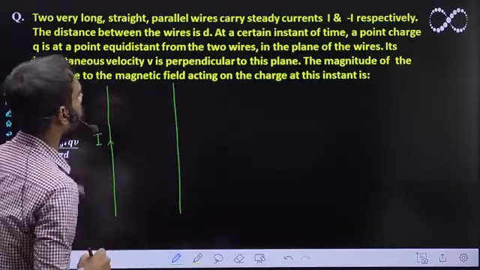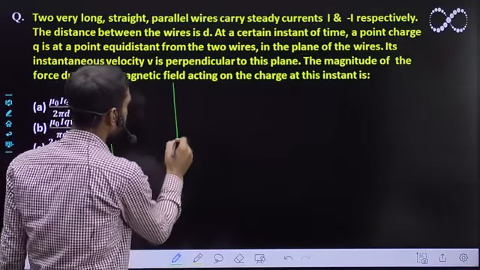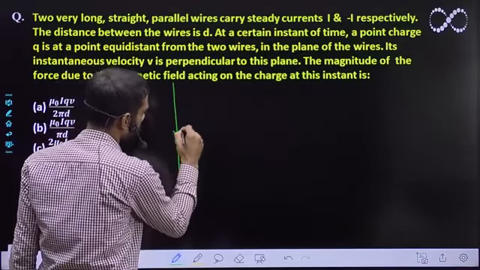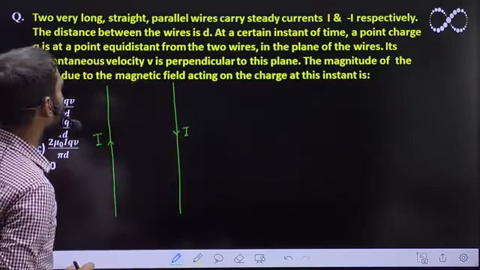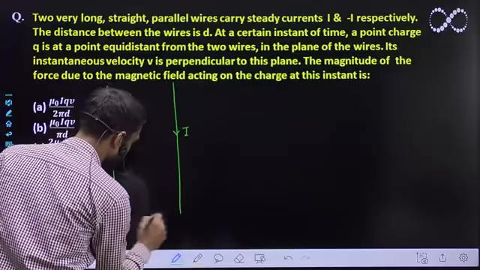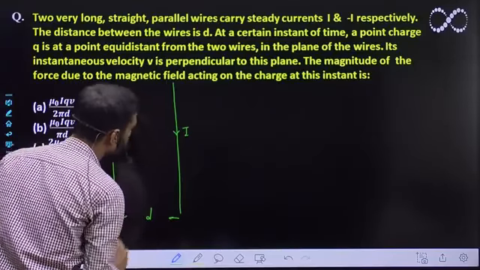It is given in the question that it is carrying current minus I, which means in the opposite direction. Respectively, the distance between the wires is d. So let us see. First I am trying to make the figure. The distance between the wires is d here.